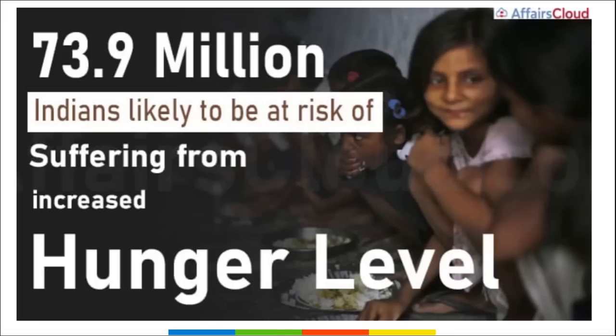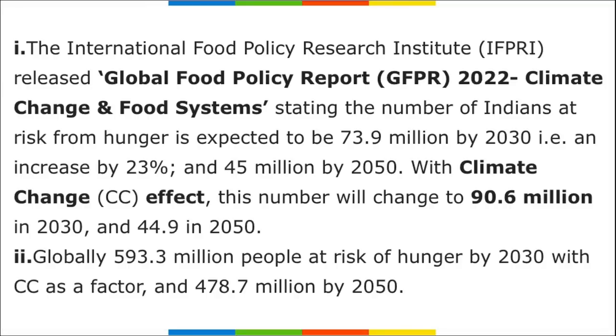Moving on, next we are talking about recently 73.9 million Indians are likely to be at the risk of hunger. I repeat, a data was released that stated that around 73.9 million Indians are at the risk of hunger. That means proper food is not provided to these people. They are not getting the right amount of food.